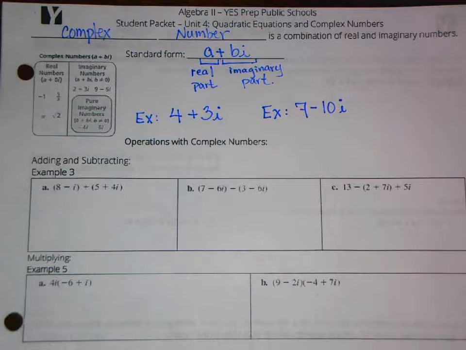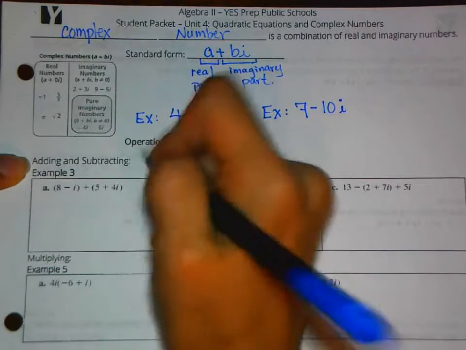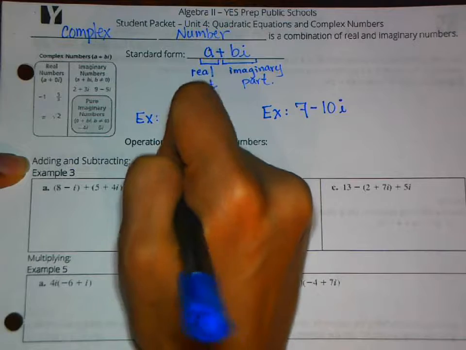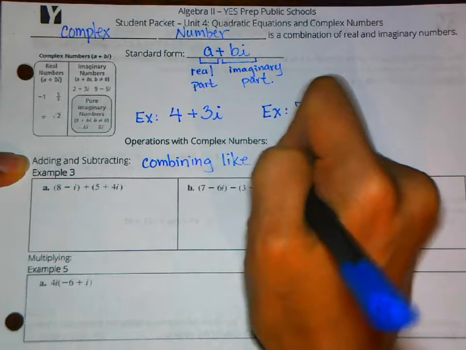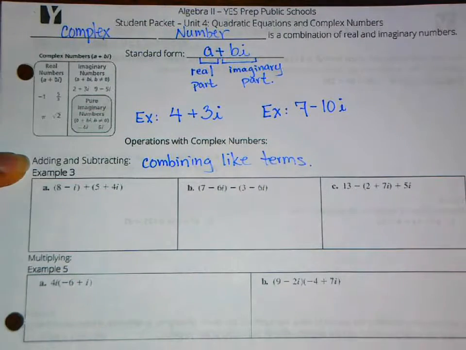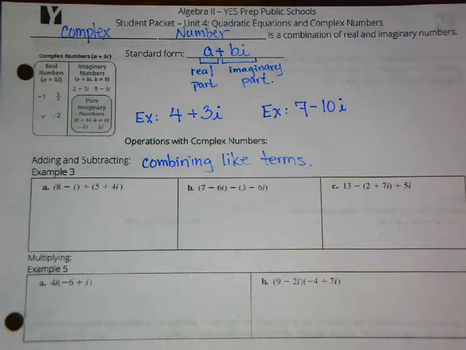So now, how am I going to take these complex numbers that have real numbers and imaginary numbers and start adding, subtracting, and multiplying them together? Well, for adding and subtracting, all you're really doing is combining like terms. What that means is that you get rid of all of the parentheses by distributing any negative in front of it into the parentheses. And you're just adding or subtracting any like terms together. Real number with real number, imaginary with imaginary.